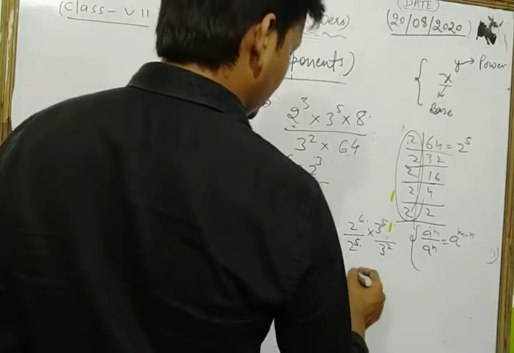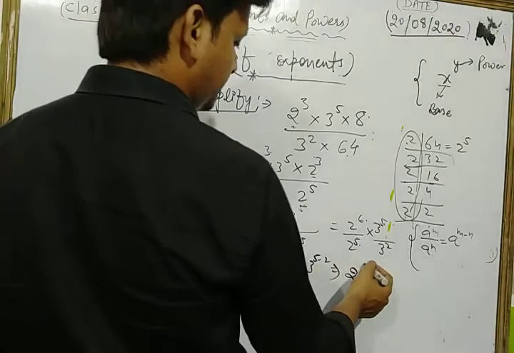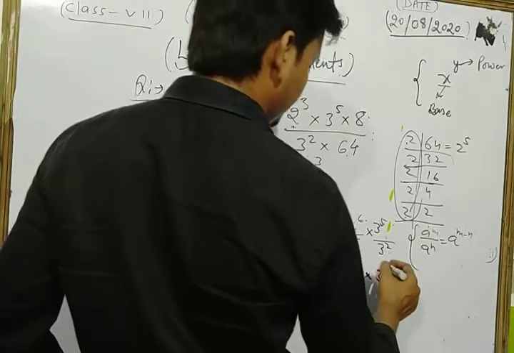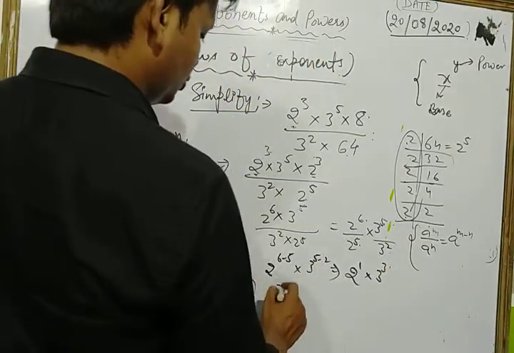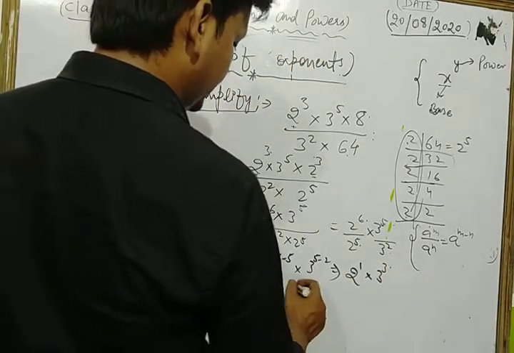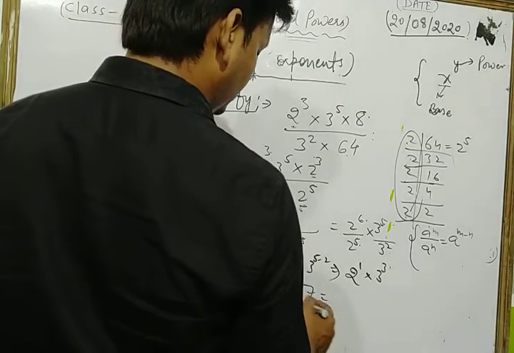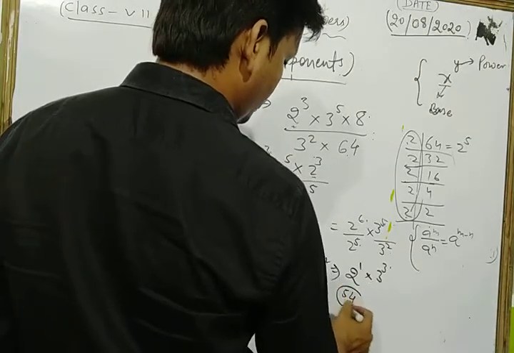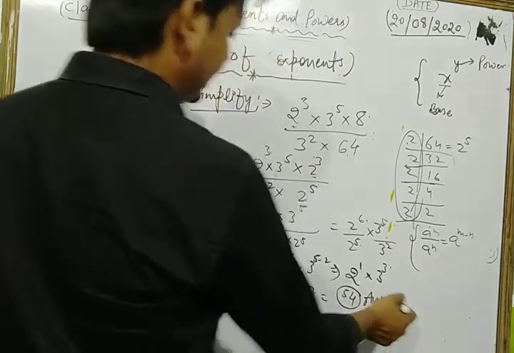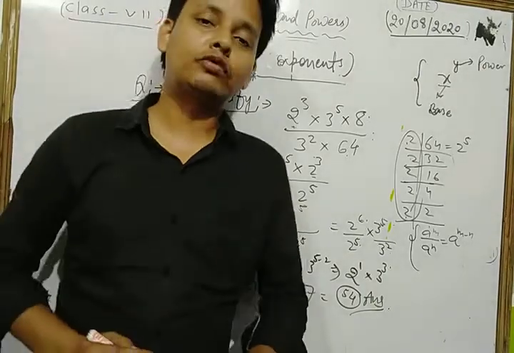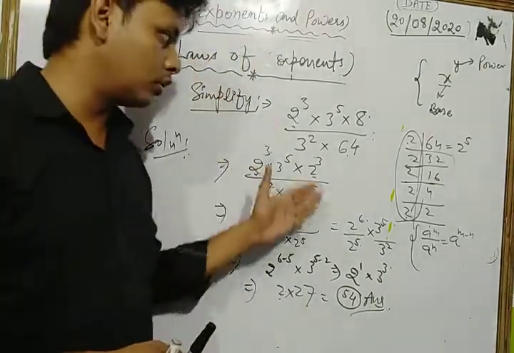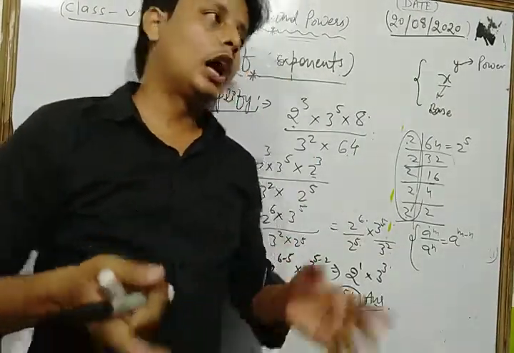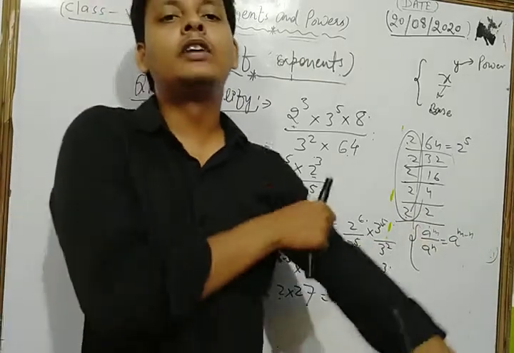So we have 2 to the power 6 minus 5, that is 1, and 3 to the power 5 minus 2 as 3. So we have 2 into 3 threes are 9, 3 nines are 27, so what I get is 54. This is our final answer. So dear student, in this way we can solve that type of question. First you convert each value in its exponent form. After that you apply the law of exponent.